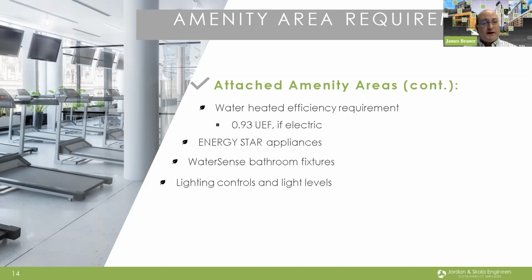Additionally, for your water heating, there is an efficiency requirement that needs to be met. If it is an electric water heater, it needs to be a 0.93 uniform energy factor. What we see frequently with standard design these days is a 0.92. So when we talk about incremental improvements, this is what we're meaning, switching from a 0.92 to a 0.93.